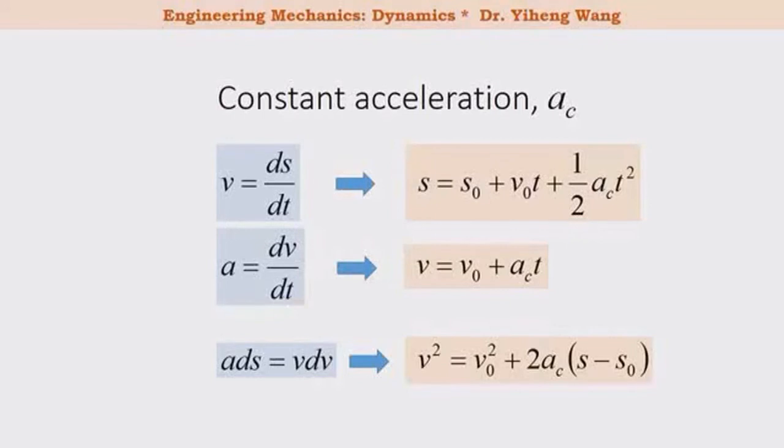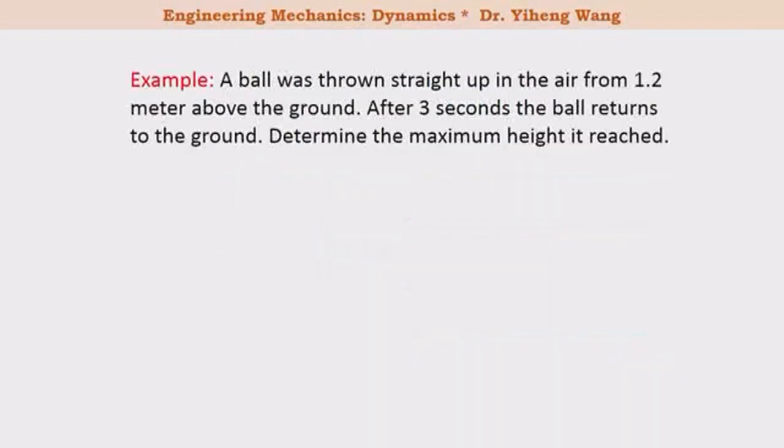Now let's look at an example. In this example, a ball was initially at a position 1.2 meters above the ground, and it is being thrown straight up in the air. It returns to the ground after 3 seconds. We need to determine the maximum height it has reached. At time 0, its position is s0 and its velocity is v0. This is state 0. When it reaches the maximum height, let's say this is state 1, it happens at time t1, its position is s1 and its velocity is v1.